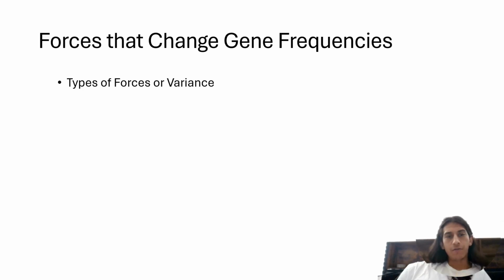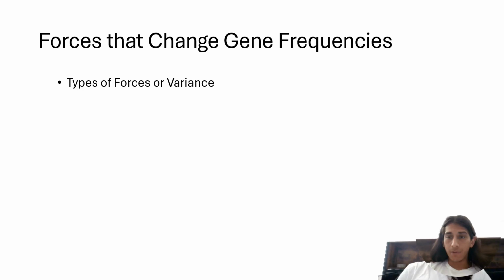Forces that change gene frequencies. So there are different types of forces. Forces that change gene frequencies, also known as evolutionary forces, are the mechanisms that alter the frequency of alleles, or the different forms of a gene, within a population over time. These forces can act alone or in combination to shape the genetic makeup of a population.